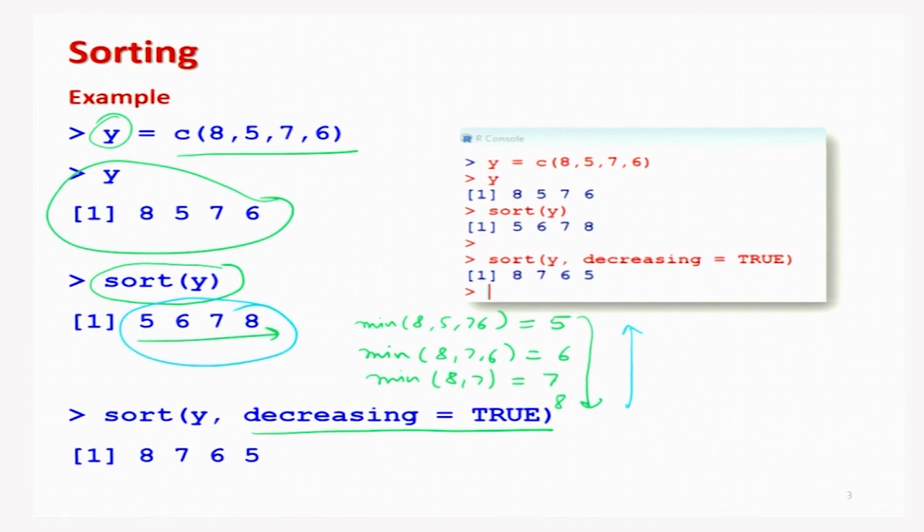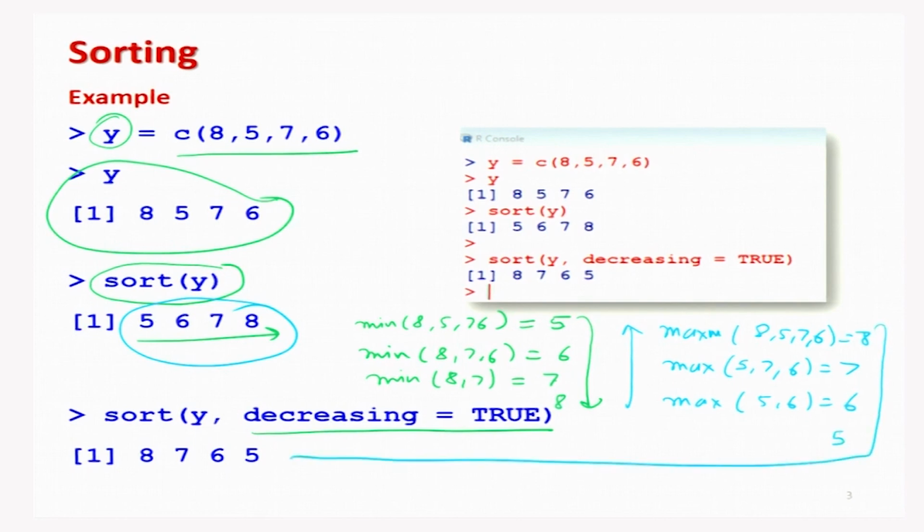And then what will happen is that first the maximum value out of this 8, 5, 7, 6, which is here 8, is obtained, and then the maximum value among the remaining values 5, 7, 6, which is here 7. Then after this the maximum value among the remaining values 5 and 6 is obtained, 6, and then whatever is the value remaining, 5, is obtained, and this outcome is given here like this. So, you can see here that you can follow either of the approaches to understand what is really happening when we give the command sort y with the option decreasing equal to true.